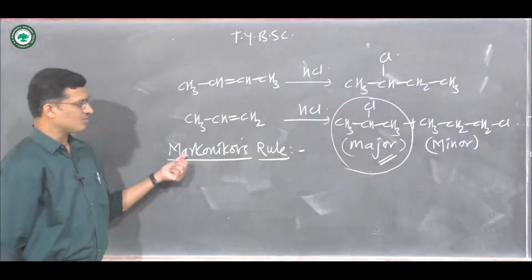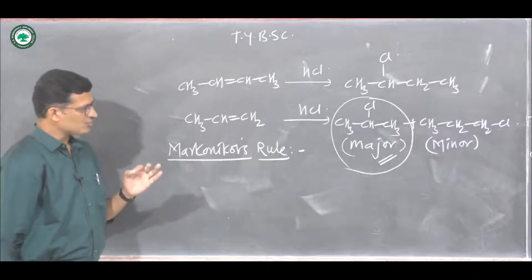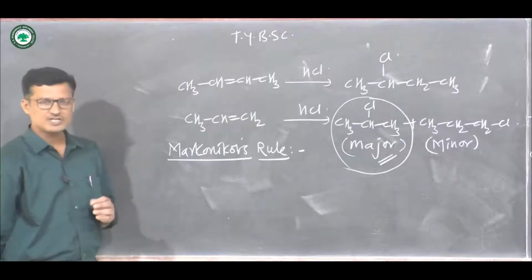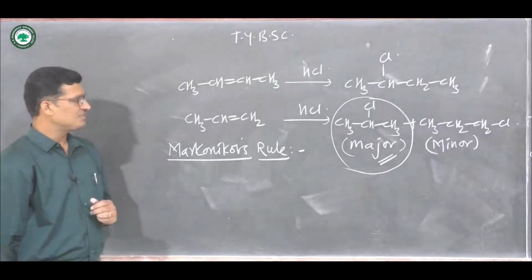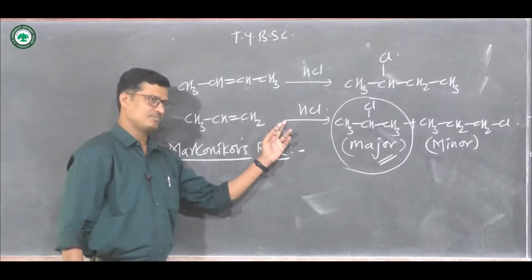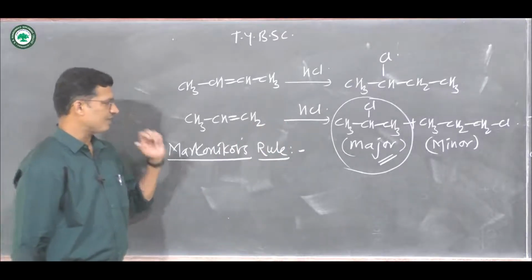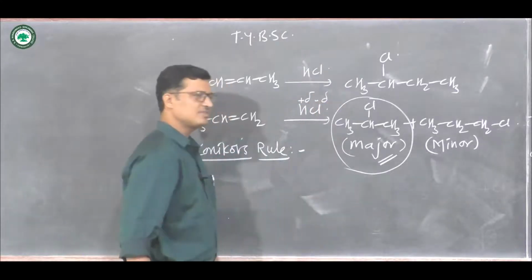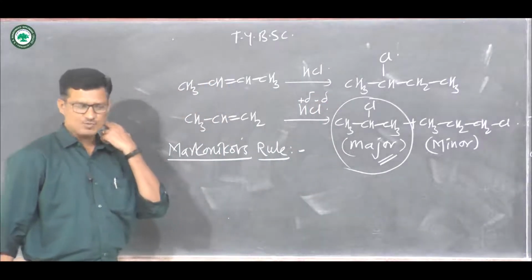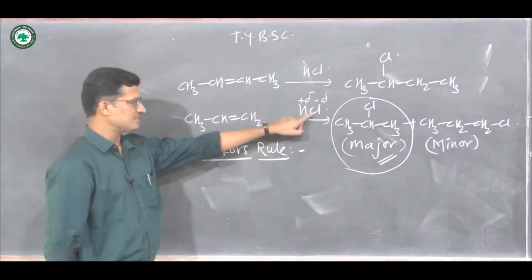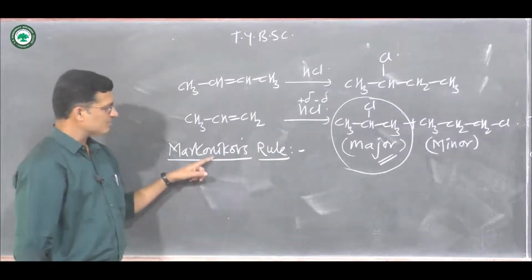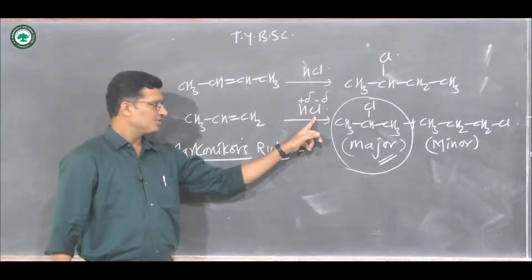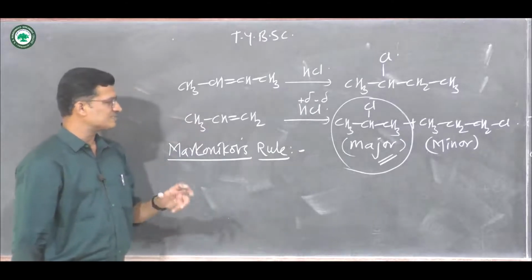And what is meant by Markovnikov addition? In an addition reaction, the negative part of the reagent is attached to the olefinic carbon which carries the fewer hydrogen atoms. This rule we call Markovnikov addition. Hydrogen has a delta positive charge, chlorine has a delta negative charge. Which is the negative part of the reagent? Cl minus. According to Markovnikov addition, Cl minus is attached to the carbon which carries fewer hydrogen atoms.